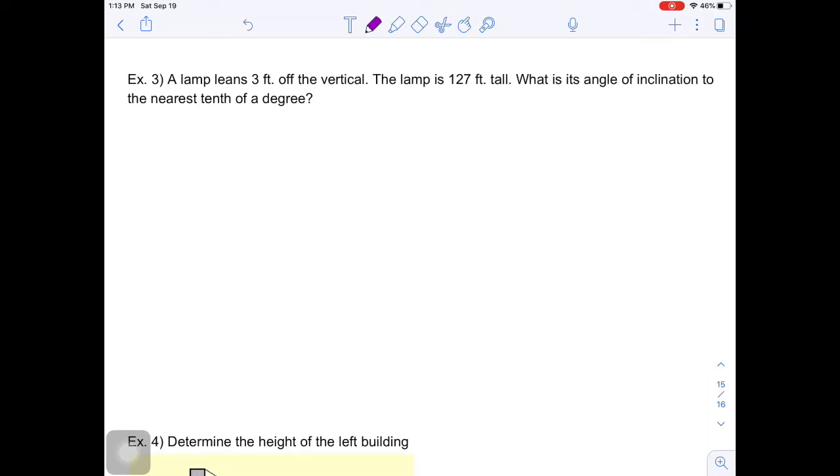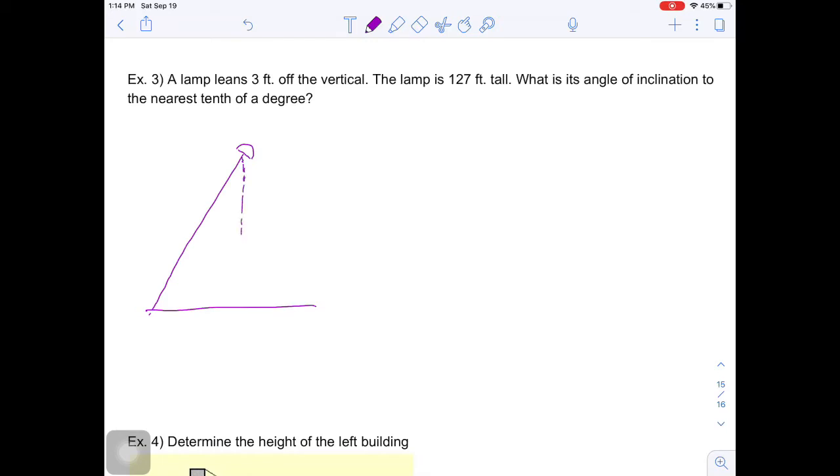A lamp leans 3 feet off the vertical. The lamp is 127 feet tall. What is its angle of inclination to the nearest tenth of a degree? So we have a lamp 3 feet off the vertical. So what does 3 feet off the vertical mean? Okay, 3 feet off the vertical, if we draw this lamp leaning, okay, so who knows why you have a leaning lamp, but that's okay.